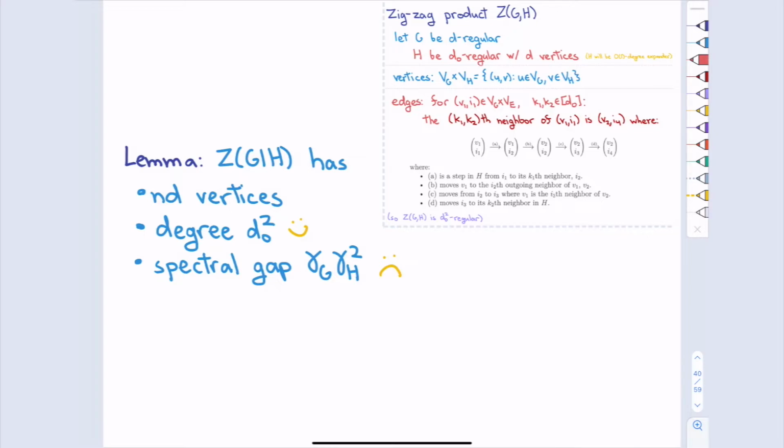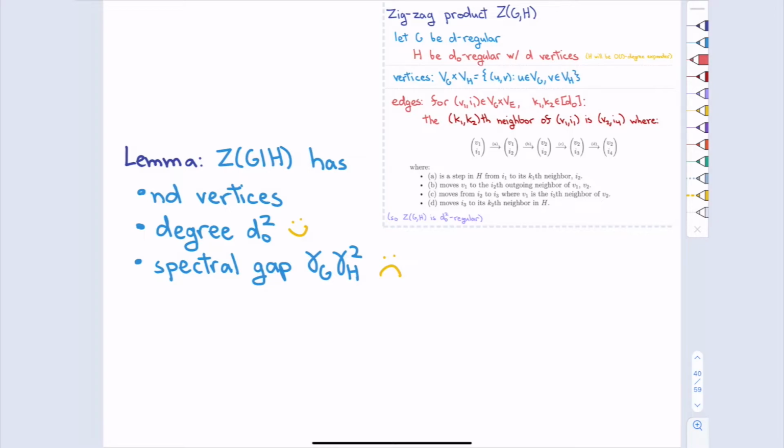Okay, so this is what we're going to work hard to prove. I'm just stating it right away. It's not as easy as powering. The degree we already mentioned is d0 squared. The number of vertices goes from n to nd because you're taking the product of your original n vertices with a graph with d vertices. And now the really tough part to prove is that the spectral gap goes from the spectral gap of G to the spectral gap of G times the spectral gap of H squared. At a high level, it's like you're taking one random step in G and two random steps in H, but anyway.